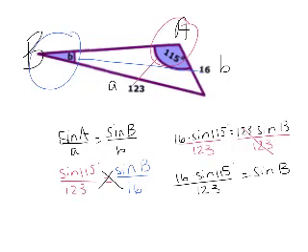Since I want to get B all by itself, I need to undo sine. So I'm going to take the sine inverse of both sides. Sine and sine inverse undo each other. And I'm going to type all of this into my calculator. So I take the sine inverse of 16 times the sine of 115 degrees and divide by 123, and that leaves me with 6.77 degrees for B.